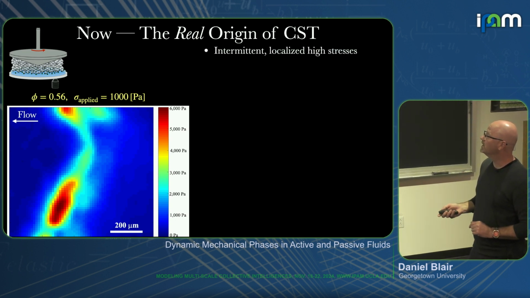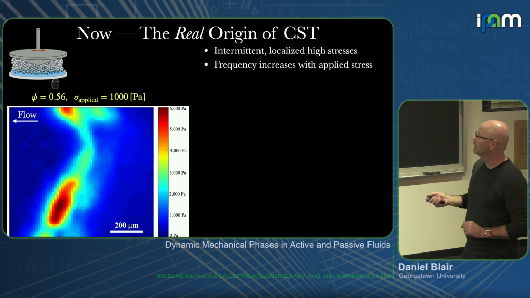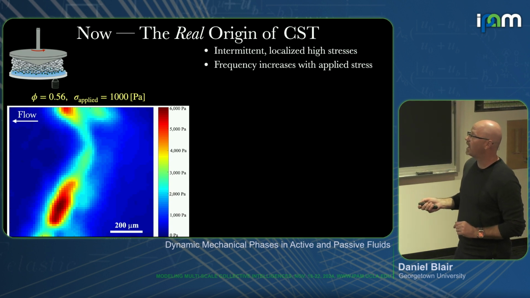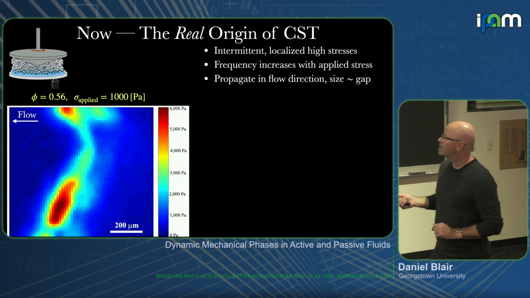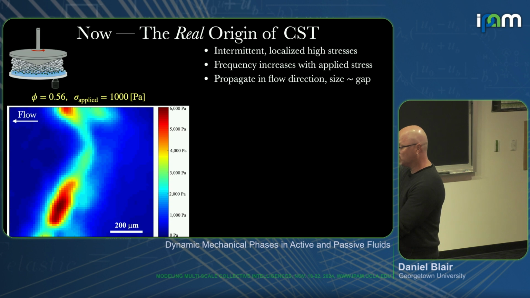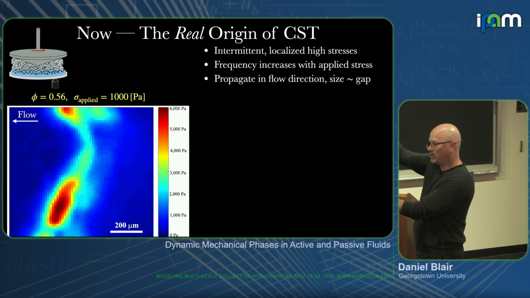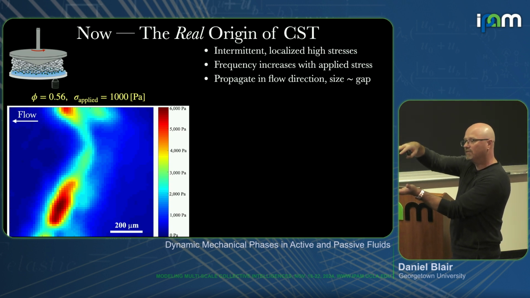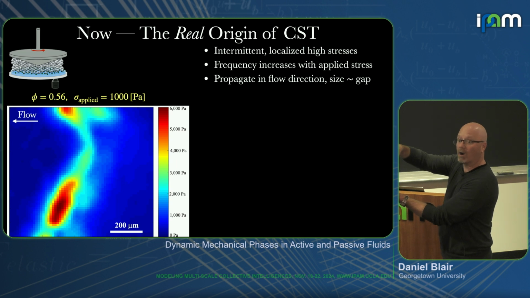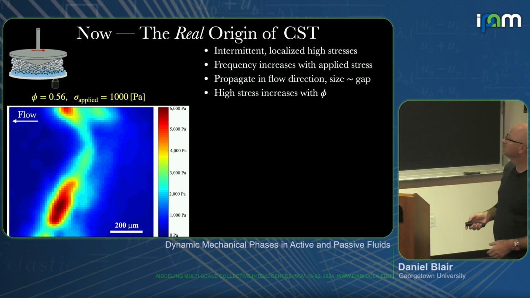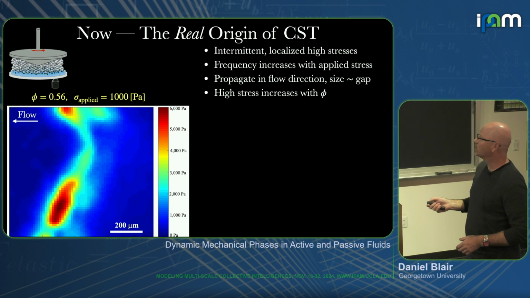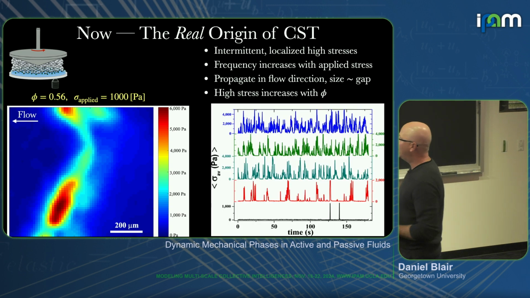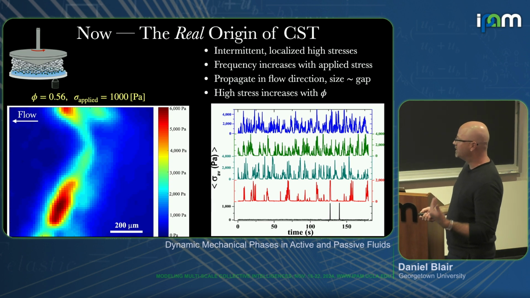So the stresses are intermittent. They're very localized. The frequency increases with how much stress I apply. And they propagate in the flow direction. And their size is roughly the size of the gap between the top plate that's shearing and the bottom plate where I'm measuring. And so the scale of these objects is roughly square, which I think makes some sense. Now, high stresses increase with concentration. So the size and the magnitude of these increase with the number of particles per unit volume, which I think also makes some sense. And here's what it looks like for different applied stresses.